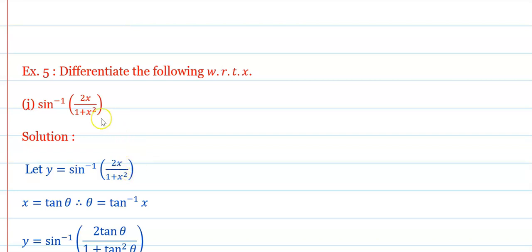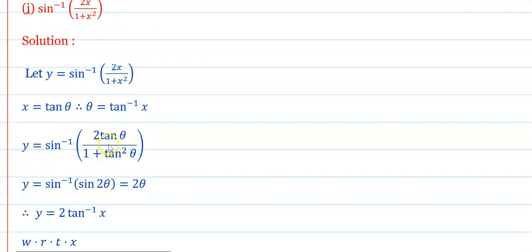Okay. Now differentiate sin inverse of 2x upon 1 plus x square. It needs a substitution. What is that? 2x upon 1 plus x square. You can look at the substitution list. Then x is equal to tan theta. Okay. Therefore theta is equal to tan inverse of x. As x is equal to tan theta, then theta is equal to tan inverse of x. Substitute the value of this x: 2 tan theta upon 1 plus tan square theta.